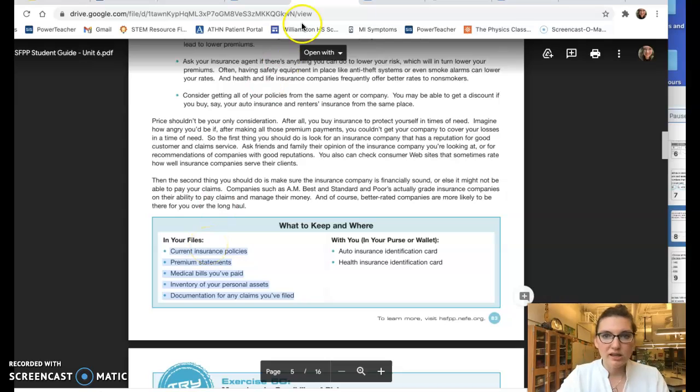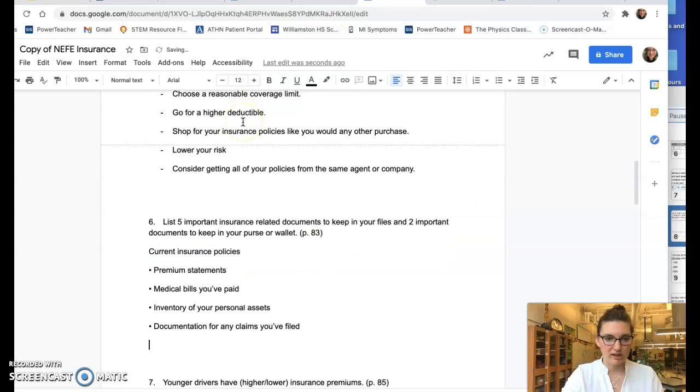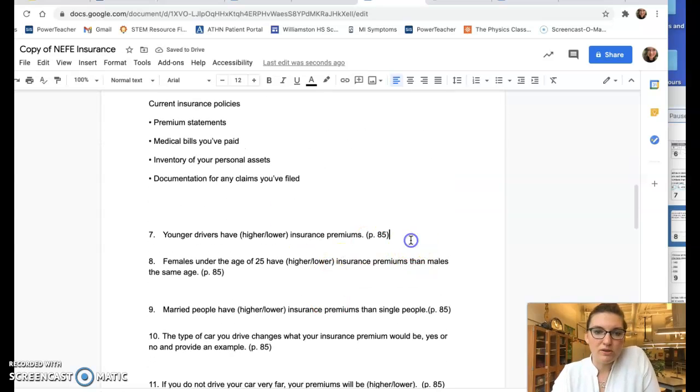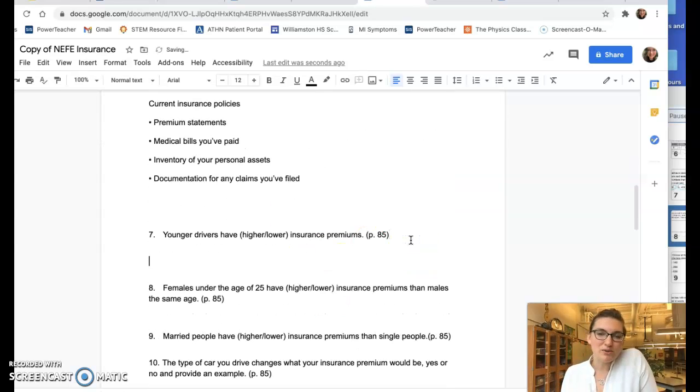So copy and paste. Okay. So younger drivers, okay, what do you think? Do younger drivers have higher or lower insurance premiums? Remember that the purpose of insurance is to share the risk, but it's not shared equally, right? Because insurance companies know that some people are higher risk and some people are lower risk. And the people who are higher risk are going to have to pay higher premiums.